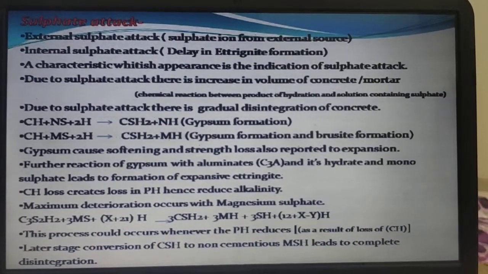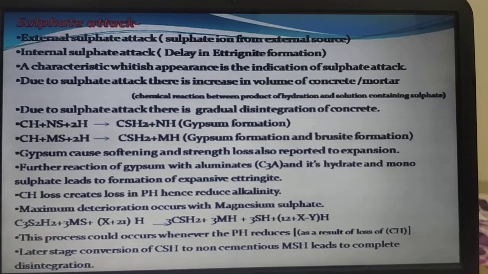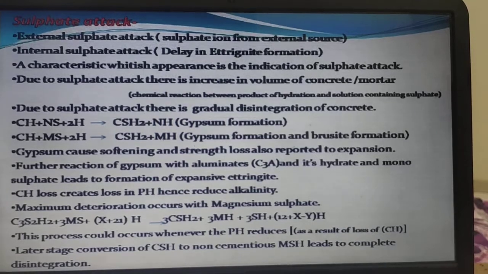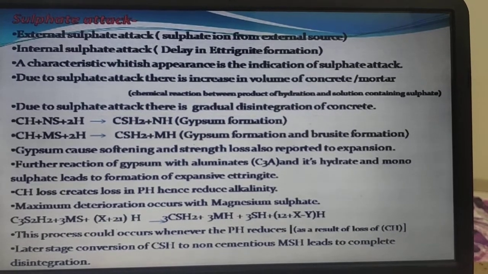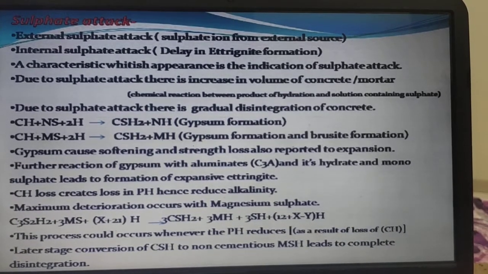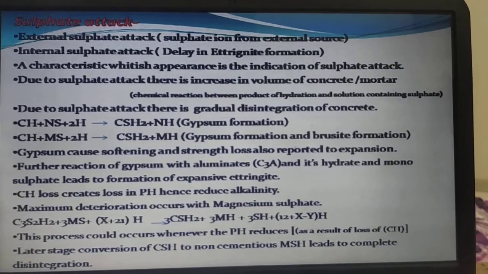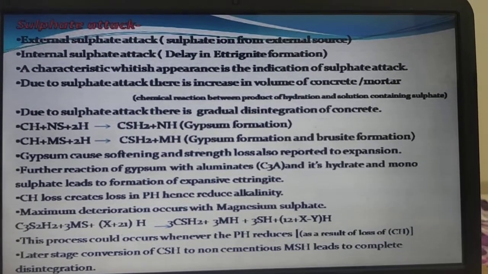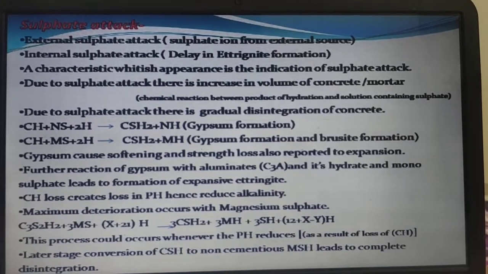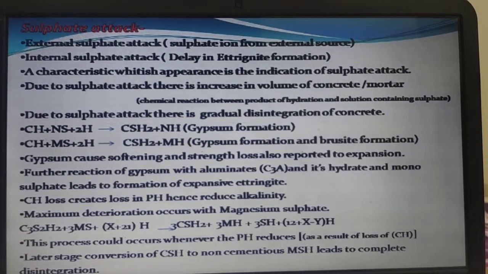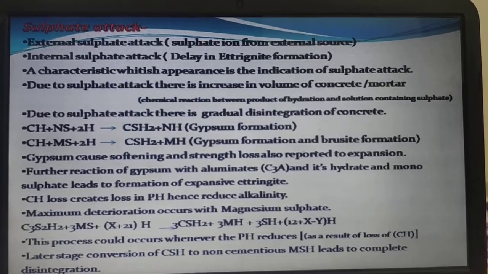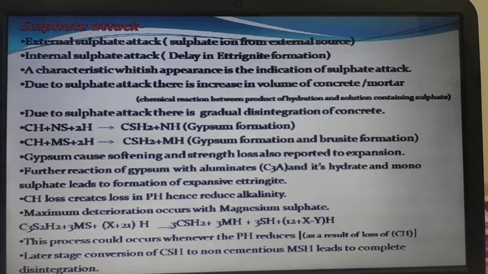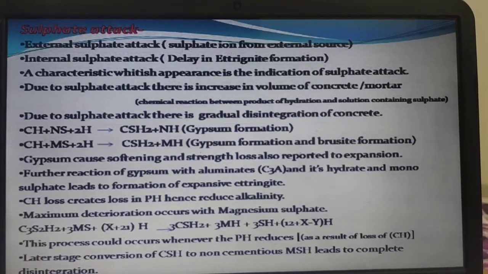Then let's move towards the sulphate attack. Sulphate attack is also very important while studying the durability point of view. As we know, durability increases if we make the structure watertight. So making the structure watertight is very important from the durability point of view. Sulphate attack also leads to the corrosion of steel reinforcement.